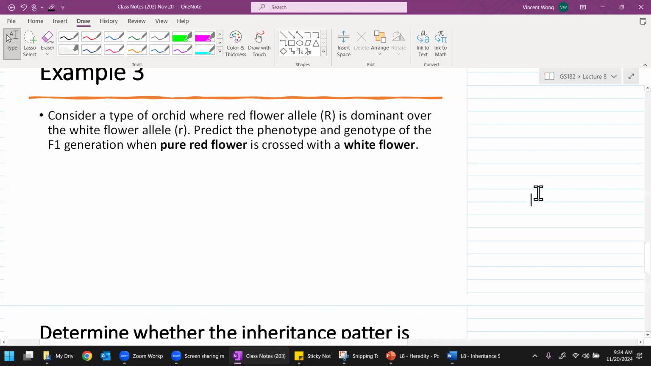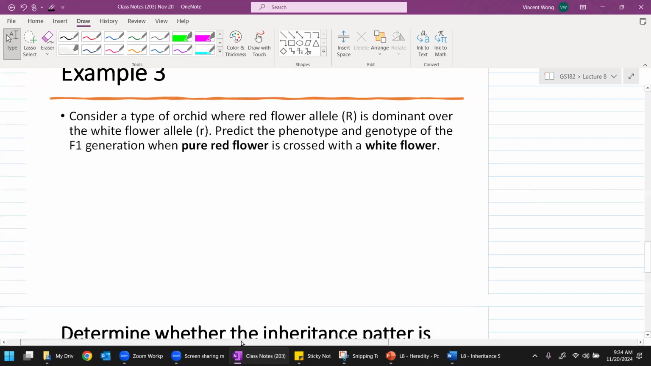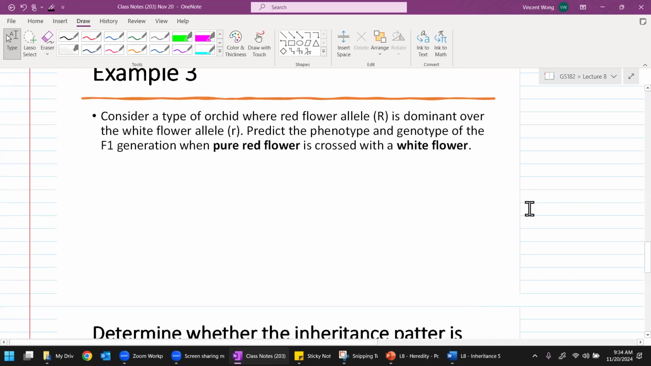Okay, example 3. Pure red is crossed with a white flower.